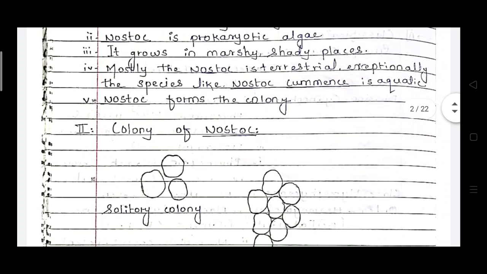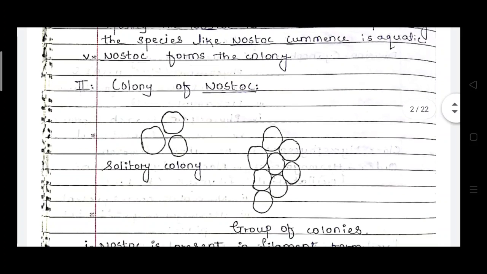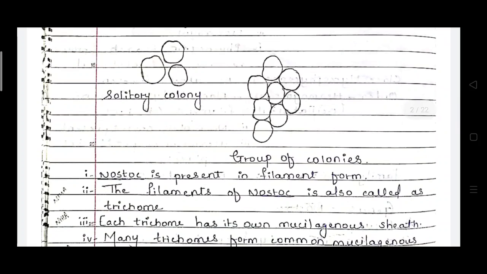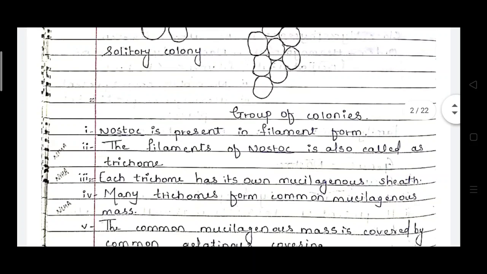And mostly these plants are present in marshy shady places. Where they live, there Nostoc colonies grow. Then the colony of Nostoc. So you have to see this figure. The first figure shows solitary colonies and groups of colonies, so singly, and the right hand figure shows the colonies of Nostoc. So this Nostoc is present in filament form.